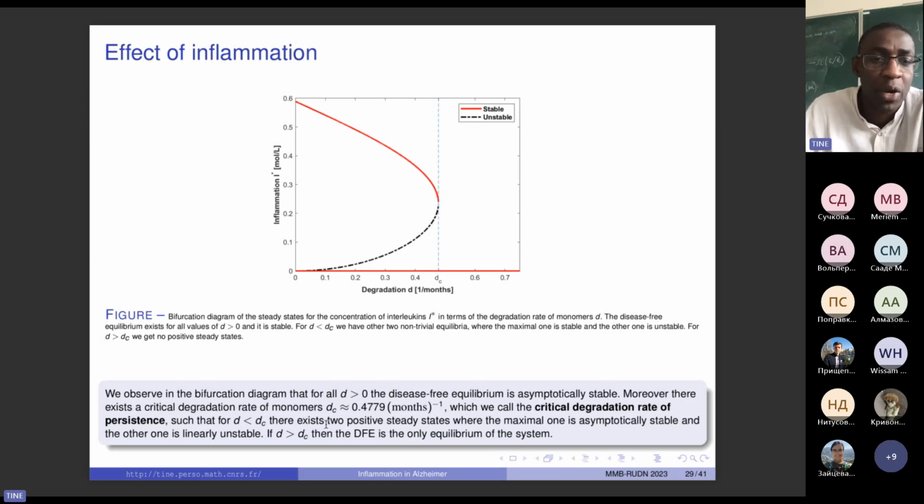critical degradation rate of persistency, such that for D lower than DC, there are two positive equilibrium steady states, where the maximum one is asymptotically stable and the other one is linearly unstable. And when D is greater than DC, we have only the disease-free equilibrium of the system.